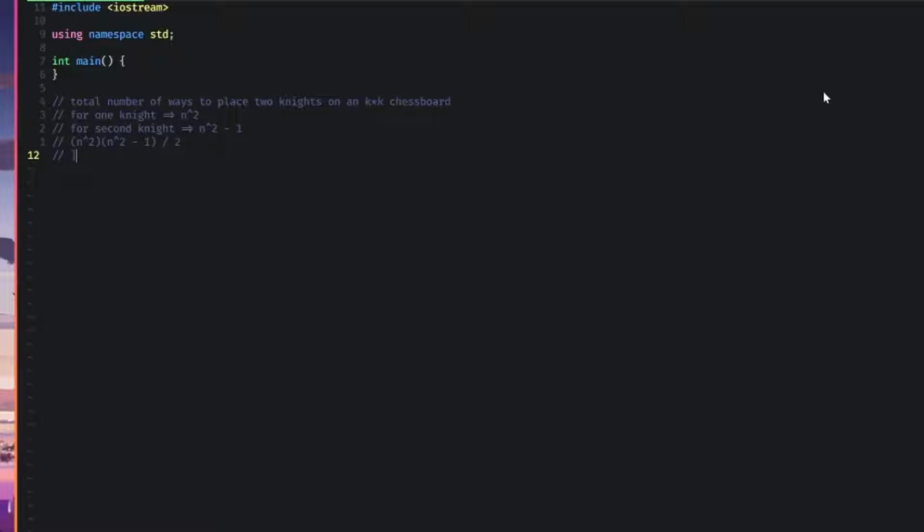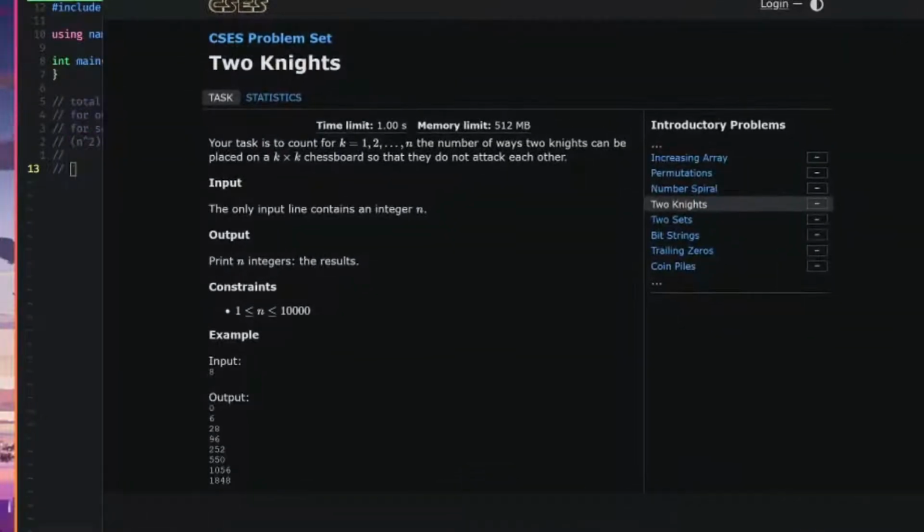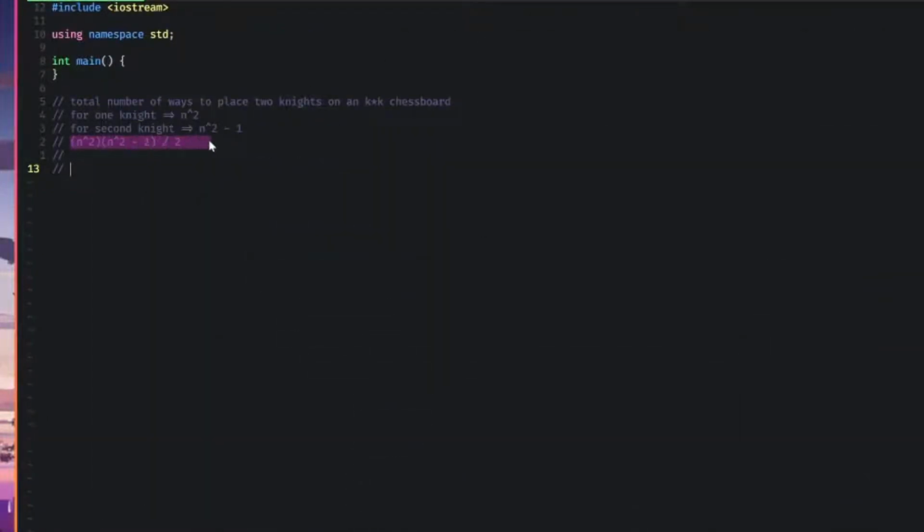Okay, now for the second part. So this doesn't give us a final answer, because this gives us every single position. But we want to find every position such that the knights aren't attacking each other. So we want to subtract a value. So this is a total value, and you want to subtract a value from this. That value is the total number of ways two knights can attack each other.